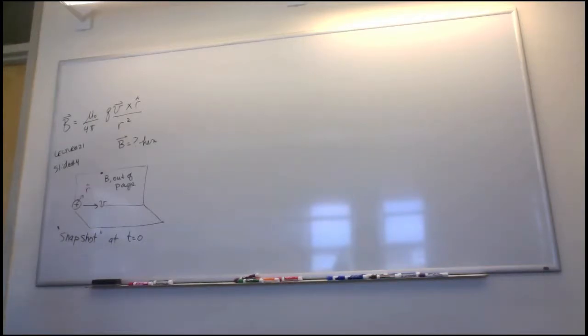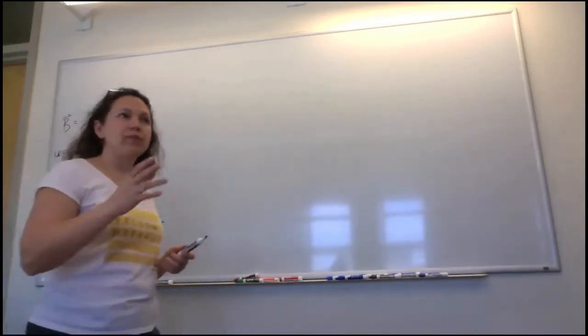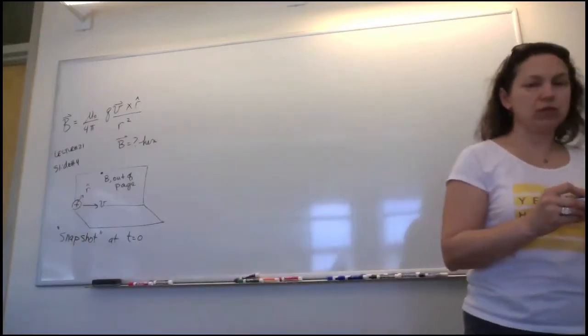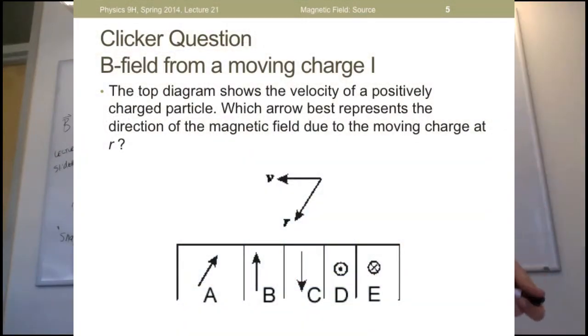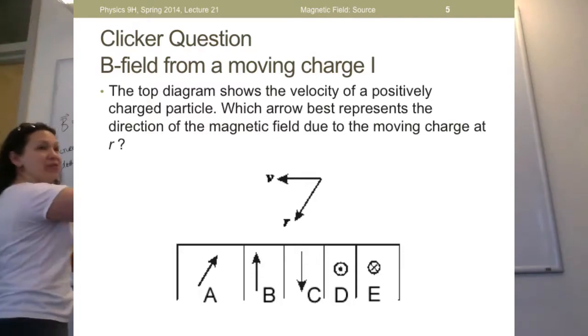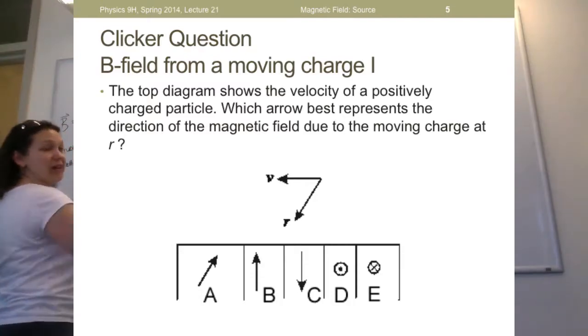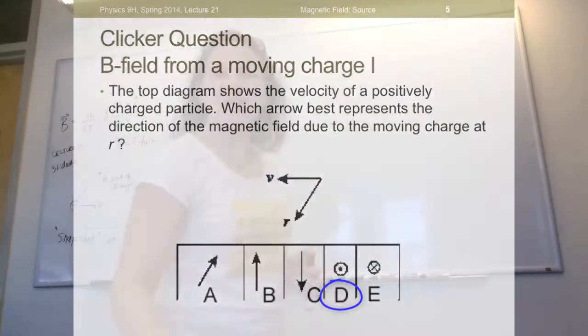A lot of times when you're asked what is the magnetic field for this situation, you're really doing the right-hand rule. So V cross r comes out of the board, and so the correct answer is D.